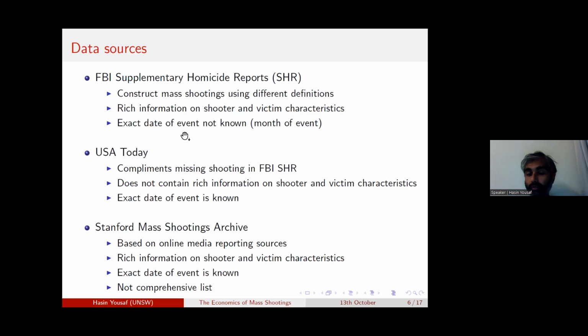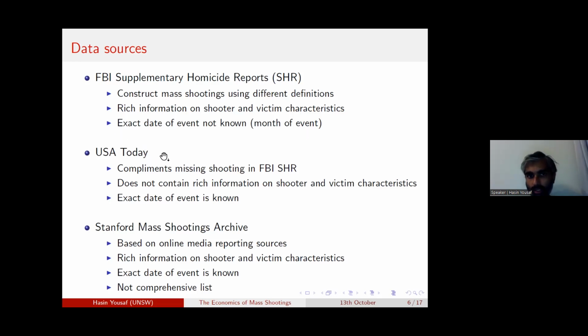One way to overcome this problem is this: the FBI data has the city and the county of the mass shooting. So once you know the approximate month, the number of people killed in this shooting, and the city and the county, you can use media and online sources to get a sense of the approximate date of this event.